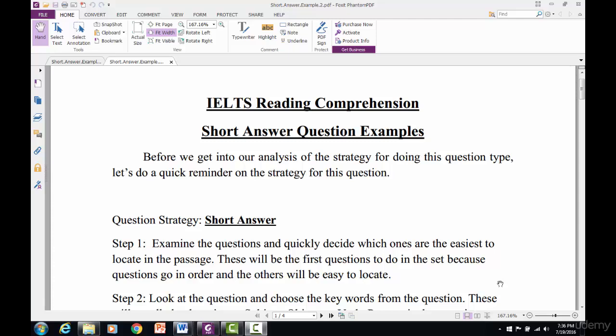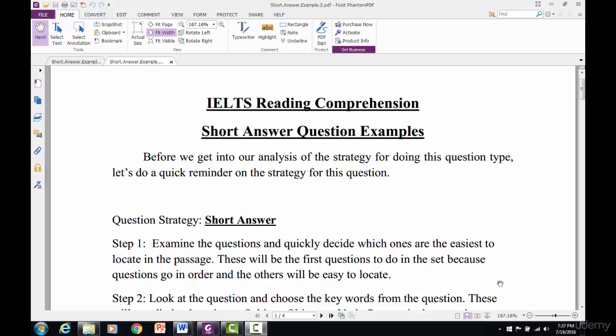Okay, everyone, let's have a look at another short answer example on how to do the short answer questions. As a quick review, as you know, these questions go in order. We want to look at the question set for the short answer and see which ones are easiest to find first and start with those. Then we know the questions go in order. We have to be able to look at the question, look at the key words in the question, locate that specific sentence that the question is coming from, and then we'll be able to answer the question.